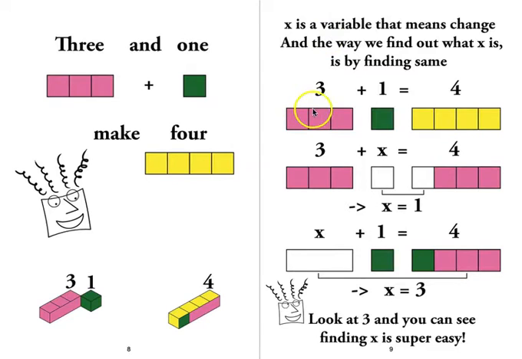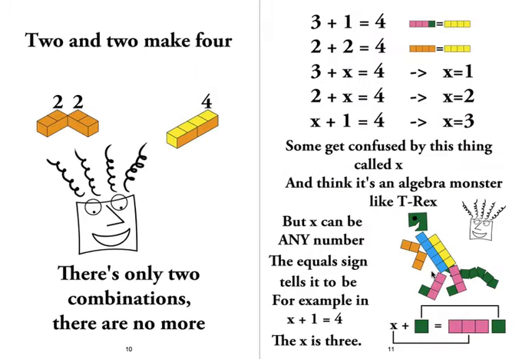So again, if I know that 3 plus 1 is the same thing as a 4, and it's very easy to see, then 3 plus what is the same thing as a 4? Well, there you go. And something plus 1 is the same thing as a 4. Well, the something must be the 3. Logic and reasoning. Start off easy with little kids.